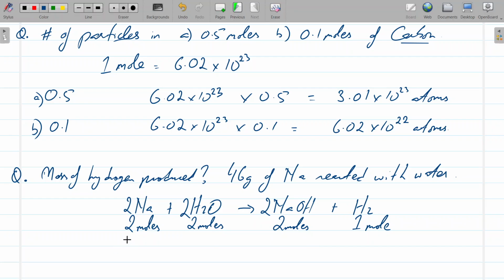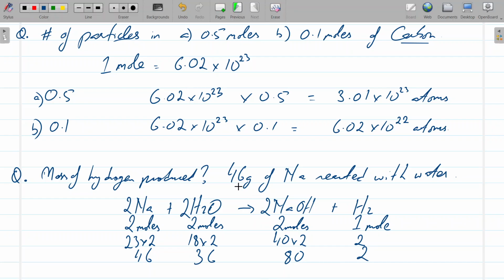Now we have to take a look at the masses. So sodium is 23, so that's 23 into 2. Water's 18, so that's 18 into 2. Sodium hydroxide is 23 plus 1, 24. 24 plus 16 is 40. So 40 into 2, and hydrogen is just 2. And so you've got 46 and 36 and 80 and 2.